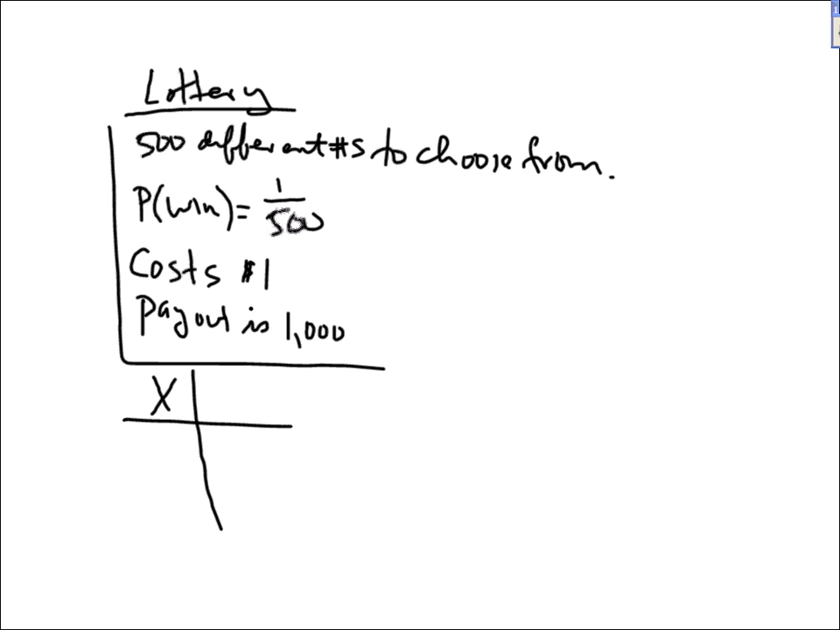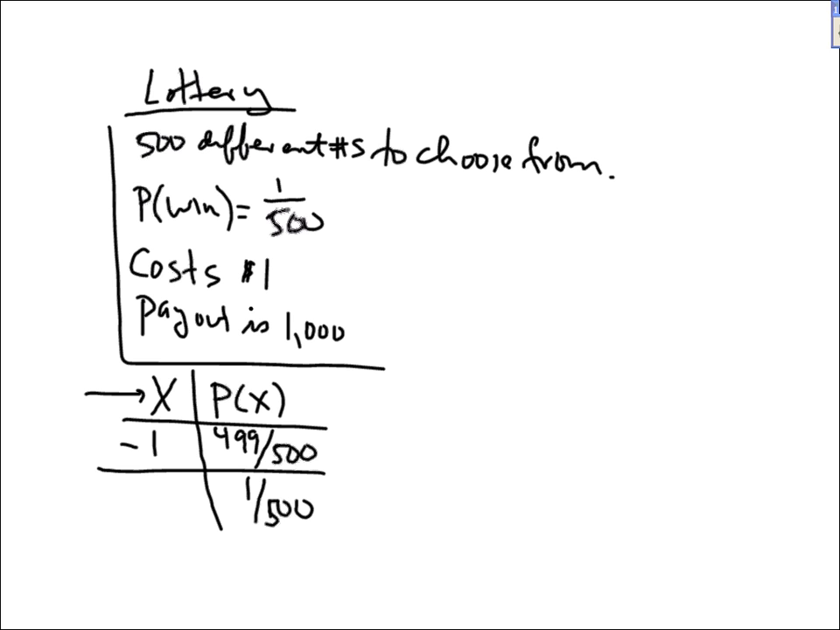What are the payoff values? Well, what can X be? If you lose, you pay $1. If you win 1 out of 500 times, then you lose 499 times out of 500. Now, if you win, that probability is 1 in 500. The question is, how much do you win?